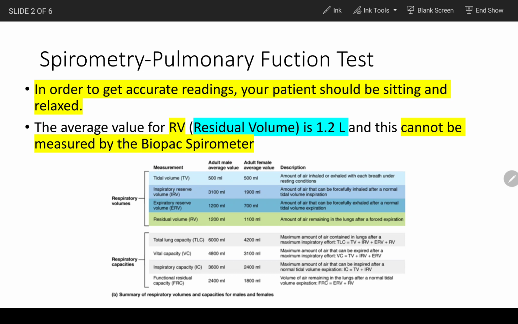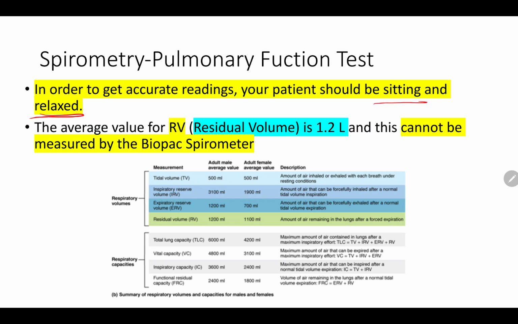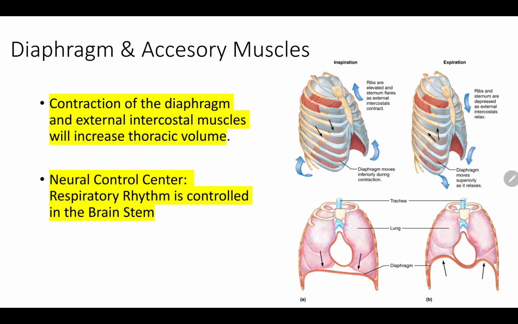In order for us to get an accurate reading, for example in a lab, we want our patients sitting and relaxed. Now, the average value of our residual volume: remember that the average residual volume is going to be 1.2 liters. However, we cannot measure this using the BioPack machine, okay? So remember that.